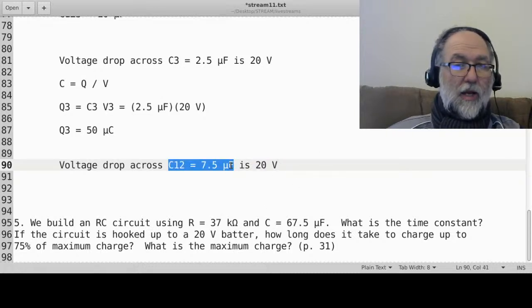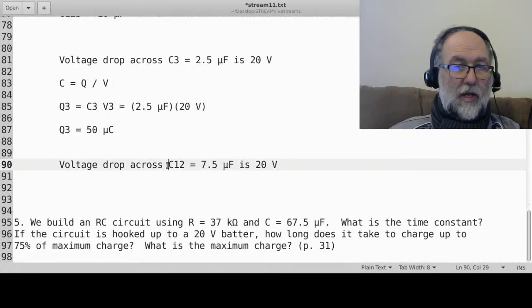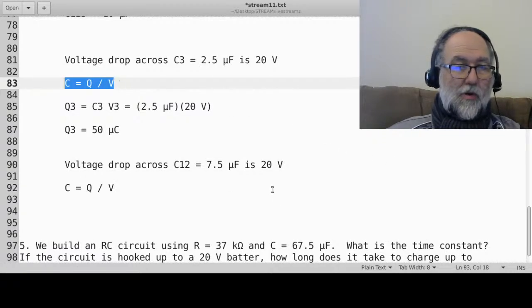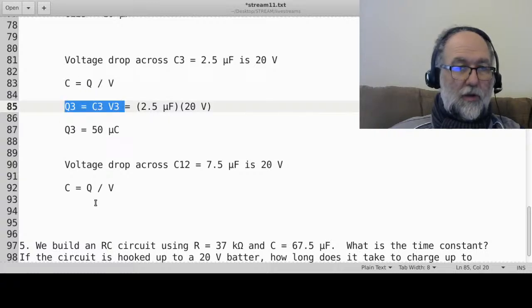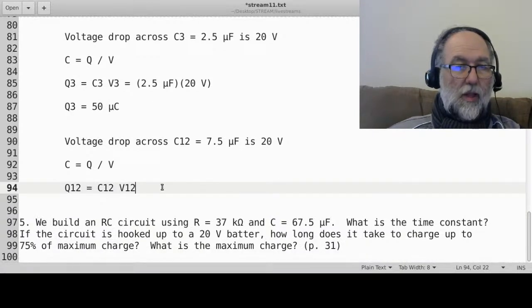You say, where did I get that? Well, that's what we calculated up here. So C12 is 7.5. Now what? Well, now we use this formula again. Only now we want Q again, so we're going to rearrange it like that. But now it's not C3, it's C12, Q12, and V12. And C12 is 7.5.